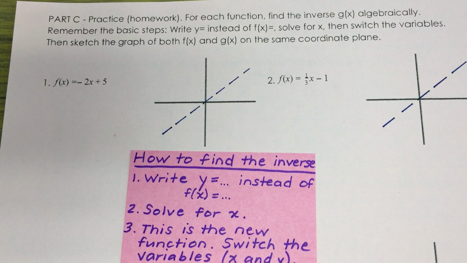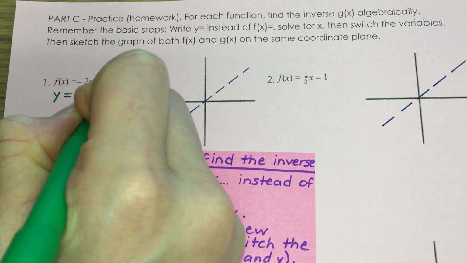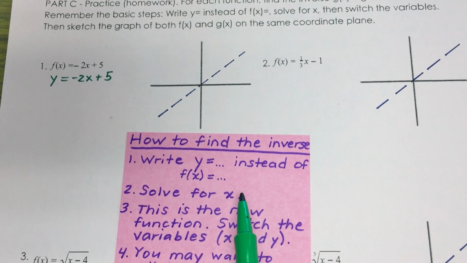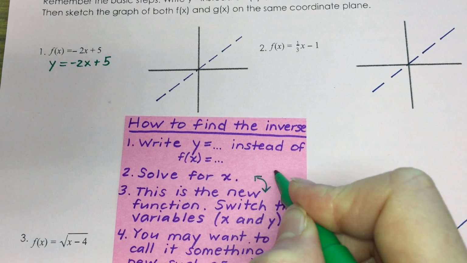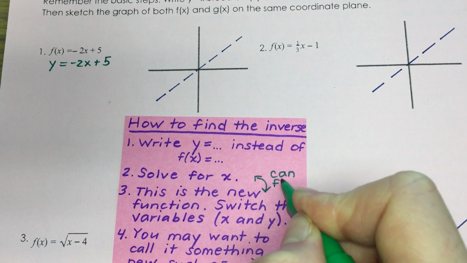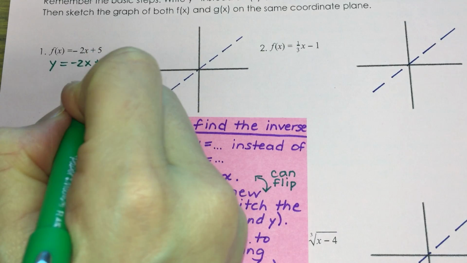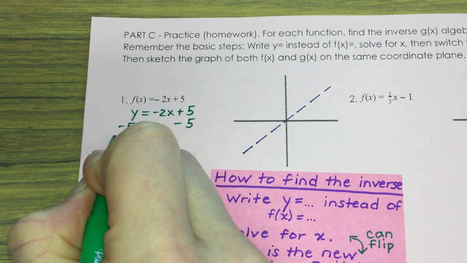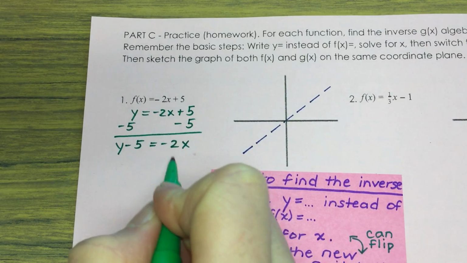We want to write y equals instead of f of x equals. And then we can go ahead and solve for x. I chose to do this step next because we're used to solving for x usually. However, you may switch the variables first, so these steps 2 and 3 can flip, doesn't matter. But let's go ahead and solve for x. So we're just going to subtract 5. And divide by negative 2.